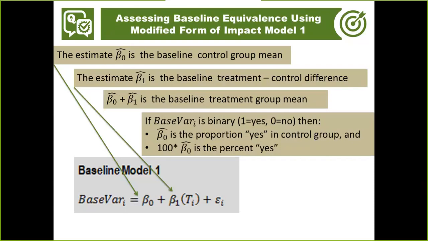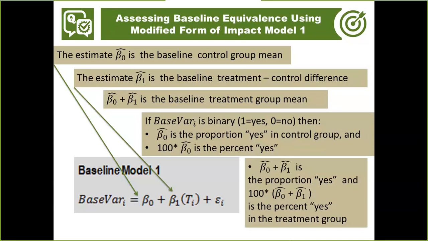If the base var i is binary, then beta naught hat is the proportion yes in the control group, and 100 times beta naught hat is the percent yes in the control group. And beta naught hat plus beta 1 hat is the proportion yes in the treatment group, and 100 times that is the percent yes in the treatment group. Later, I will show how the WWC standardizes baseline treatment control differences as part of the review process.